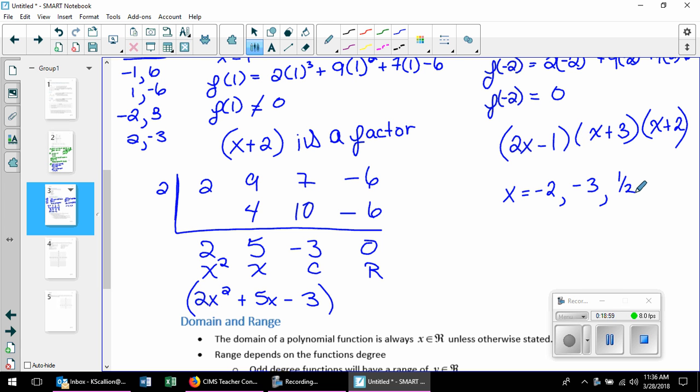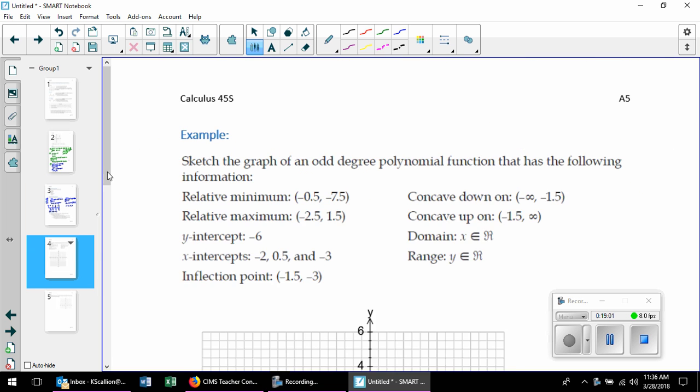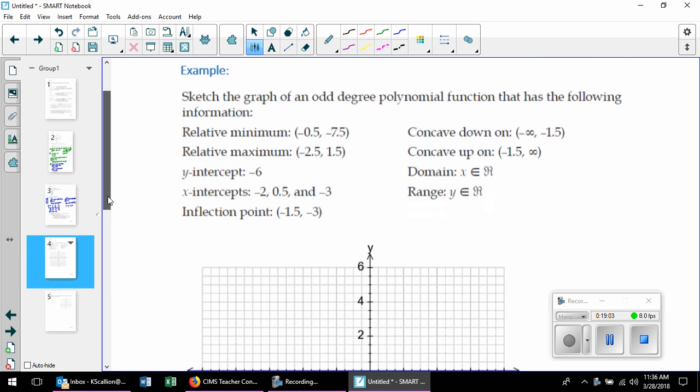Some of you do better than others. This will be a question on your assignment for sure. I'm pretty sure it's on your quiz, and I'm pretty sure there's one on your test. Just FYI. So it tells you everything. It tells you relative minimum, relative maximum. I'm asking you to graph this based on the information given here. So you have to be given a function.